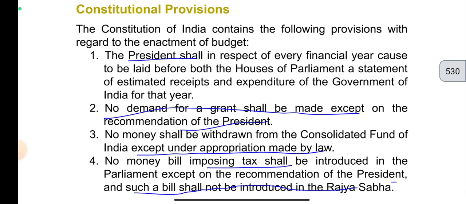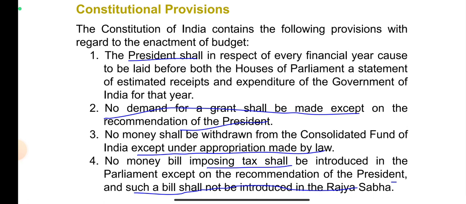Constitutional provisions. The Constitution of India contains the following provisions with regard to the enactment of budget. The President shall, in respect of every financial year, cause to be laid before both the Houses of Parliament a statement of estimated receipts and expenditure of the Government of India for that year. No demand for a grant shall be made except on the recommendation of the President. No money shall be withdrawn from the Consolidated Fund of India except under appropriation made by law.